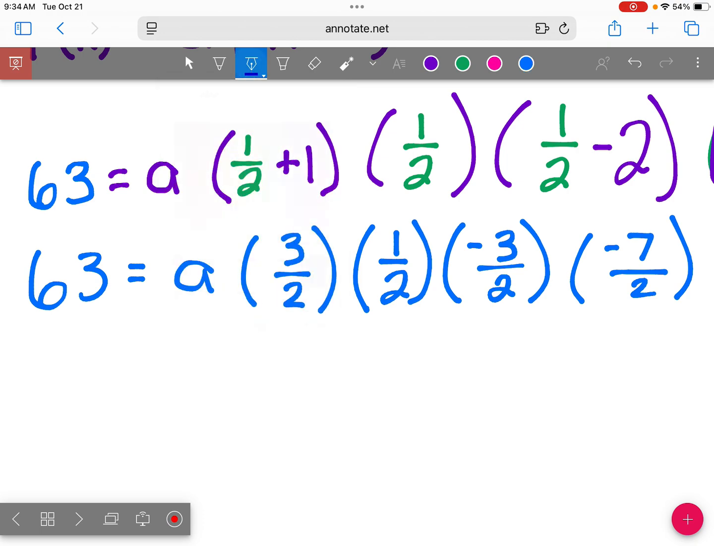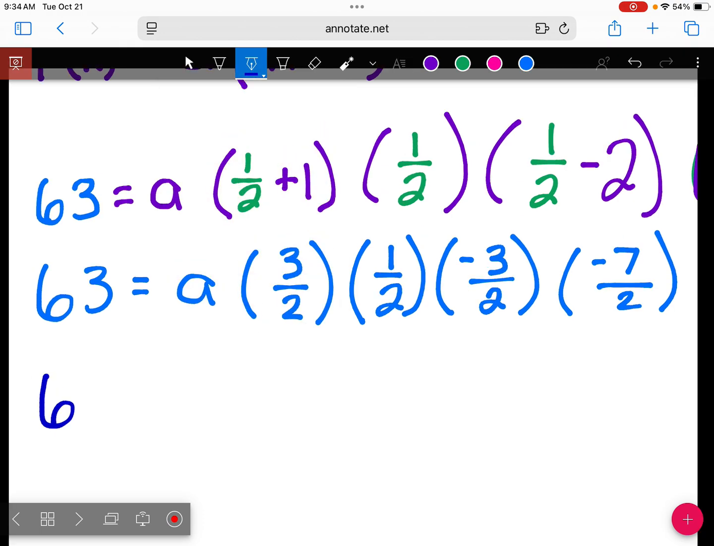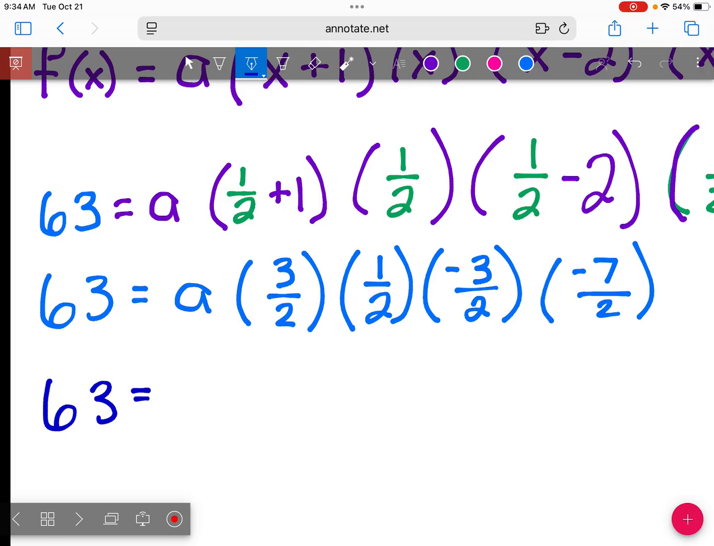When we are multiplying fractions together, how do we do that? I'm going to get this down to a single fraction. Straight across. So our numerator is going to wind up being 3 times 1 times negative 3 times negative 7. 63. Why did, yep, I say 36?